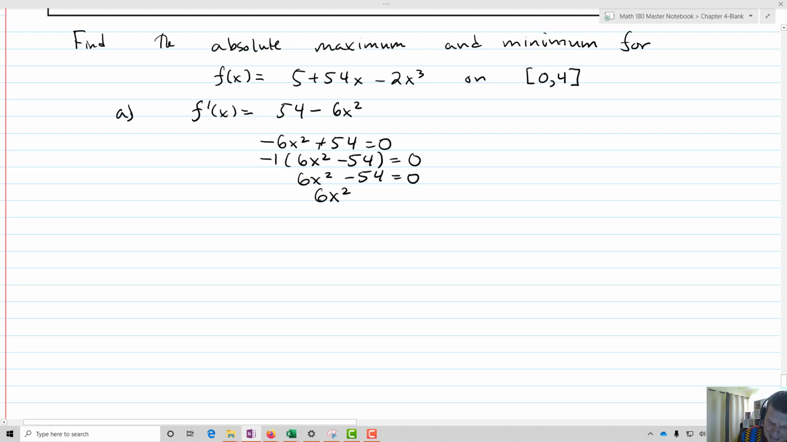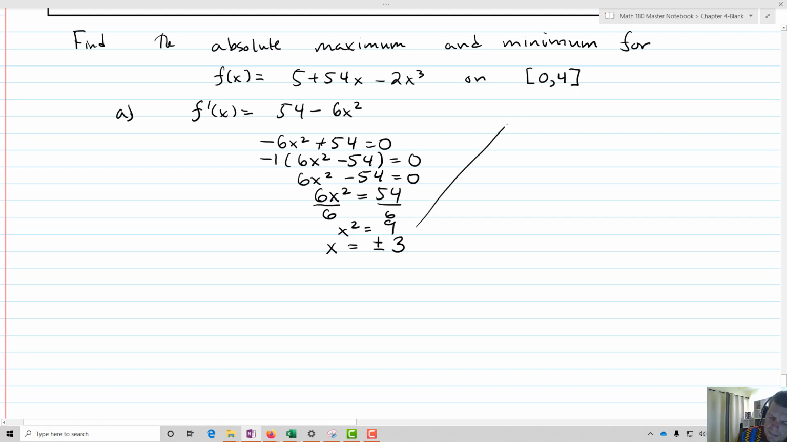Now, again, 6x squared is going to equal 54. And I'll divide by 6, both sides. So I get x squared is equal to 9. So x, when I take the square root of both sides, is going to equal plus or minus 3.